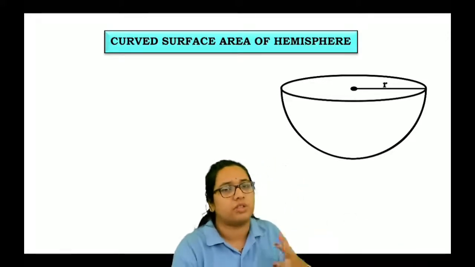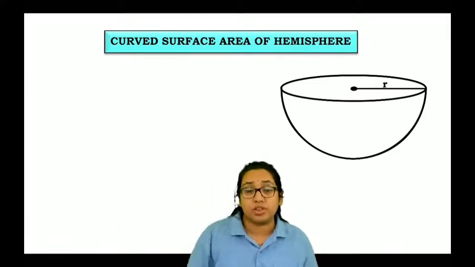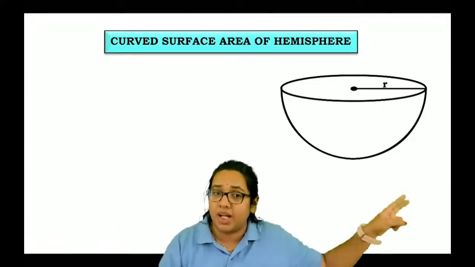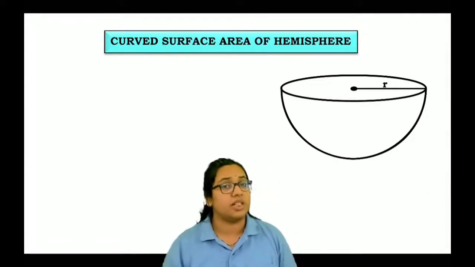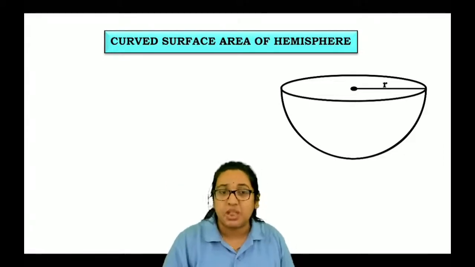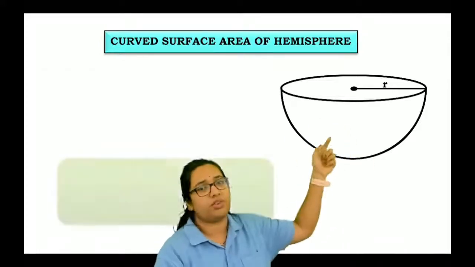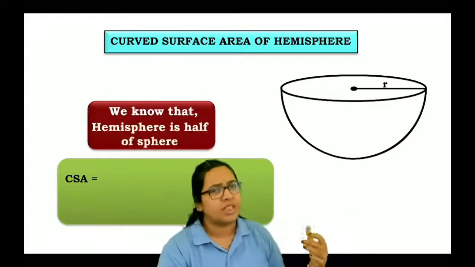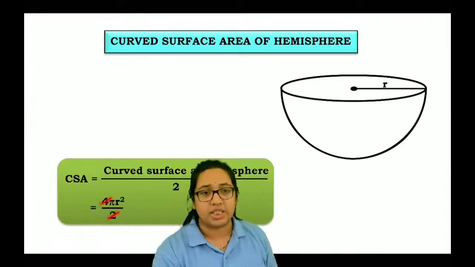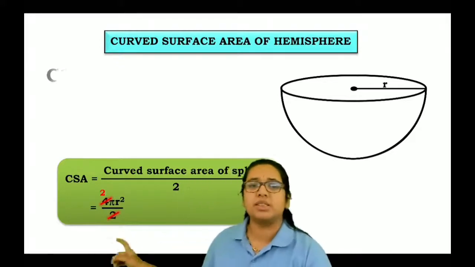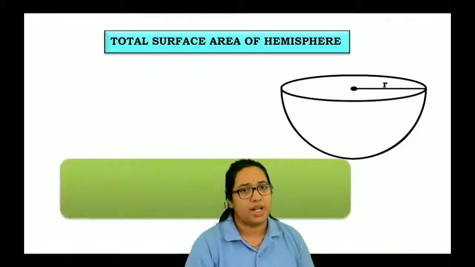But for curved surface, I know what the surface of the whole sphere is. Surface of the whole sphere is given as 4 pi r square, and we already know that curved surface area and total surface area for the whole sphere will be the same. It means that we can easily find out the curved surface area of this hemisphere. It is nothing but half of the sphere. So as curved surface area for the sphere is 4 pi r square, hence curved surface area for hemisphere will be twice of pi r square.